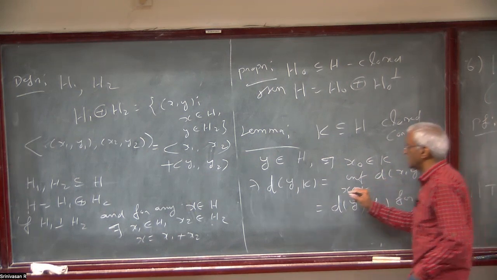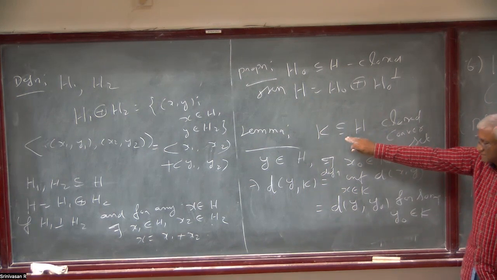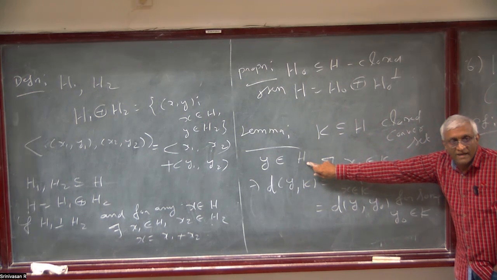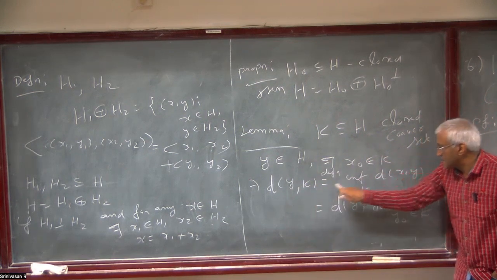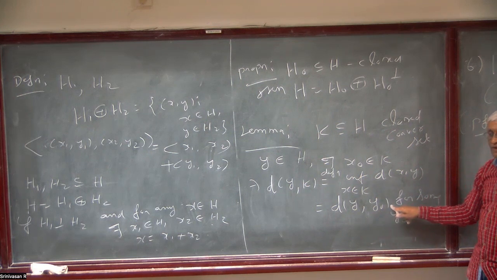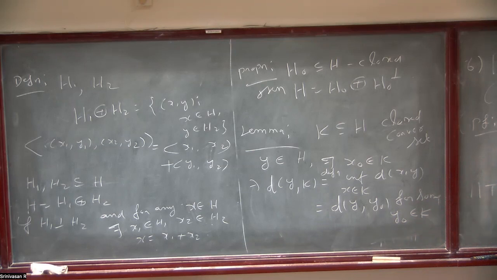Right, this is the definition. You have a closed convex subset, and you have a y. Then the distance between y and the closed convex subset is defined by this. Okay. Then that distance is attained at some point. Then that is the proposition. Okay. Proposition is this.